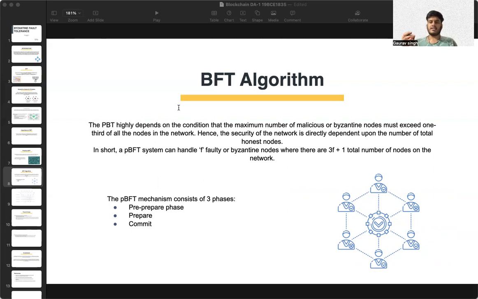So the algorithm highly depends on the condition that the maximum number of malicious or Byzantine nodes must not exceed 1/3 of the nodes in the network, as I said. Hence the security of the network can be said to be directly dependent on the number of total honest nodes. So in short, let's say a BFT can handle F faulty or Byzantine nodes where there are 3F+1 total number of nodes on the network.